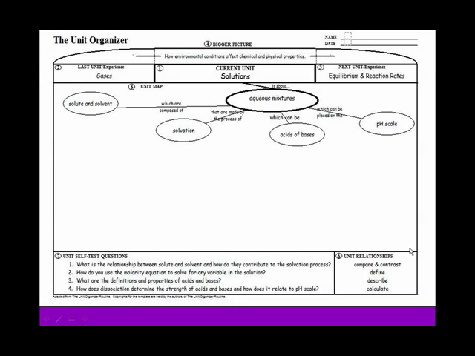So that's it. That falls under solute and solvent. We can calculate the concentrations using molarity or mass percentages.